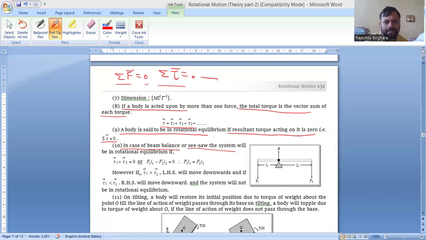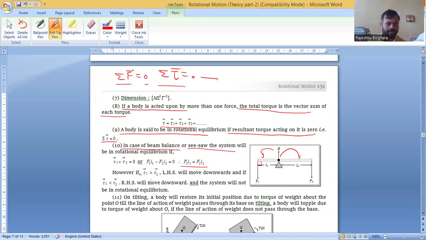Tau 1 equals R cross F. This is the origin. R means L1 cross F1, but the angle between them is 90, so sin 90 gives F1 L1. In this direction torque is taken positive, and here R cross F in this direction torque is negative. So L cross F sin 90 gives minus F2 L2. So anti-clockwise is taken positive, clockwise is taken negative. Means F1 L1 equals F2 L2.